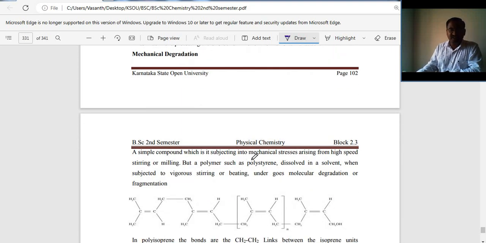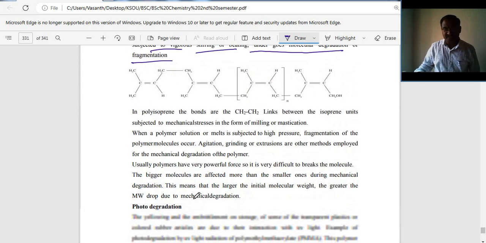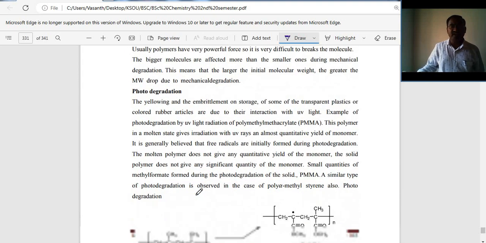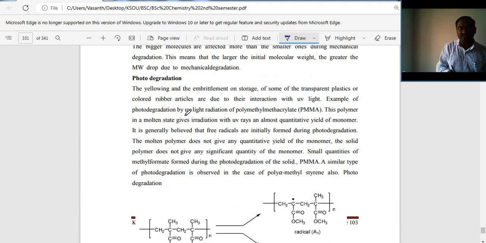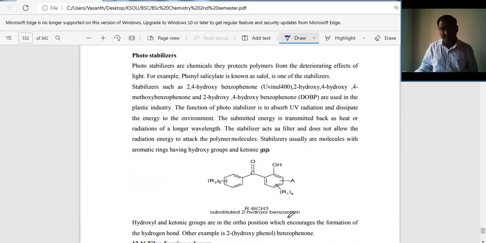In the mechanism of these degradations, a simple compound subjected to mechanical stress from high speed stirring will not decay. But a polymer such as polystyrene dissolved in a solvent, when subjected to vigorous stirring and heating, undergoes molecular degradation or fragmentation. Photo degradation means that by passing UV light radiation onto the polymers, they start to degrade. That is called the photo degradation technique.